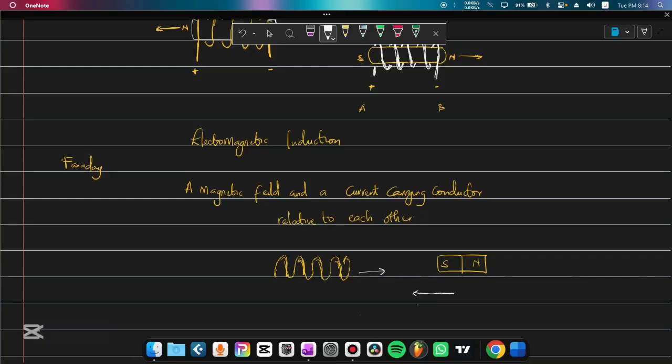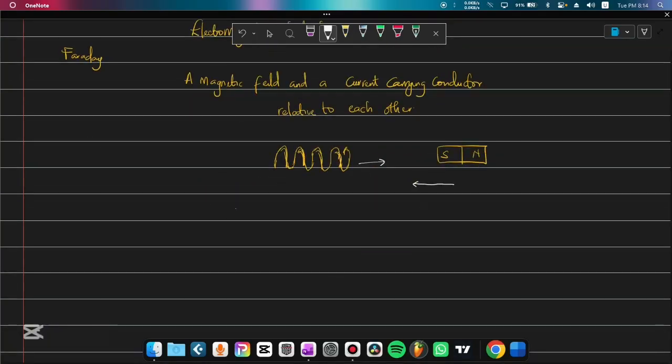he discovered that, because this is relative movement, if one moves towards another, while the movement is going on, there is always an EMF that is induced in the current carrying conductor, inside this conductor. What is EMF? For some of you that don't understand what EMF means, EMF means electromagnetic force, which is also referred to as voltage.